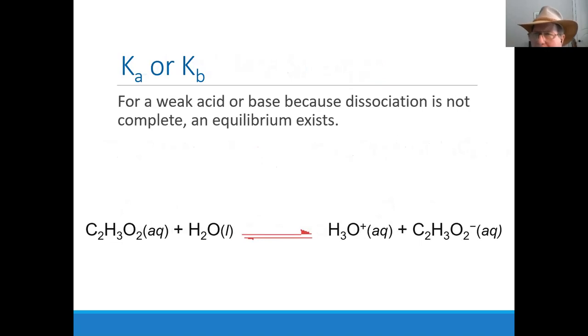So because a weak acid or base is not complete, we have an equilibrium that gets established. And if we have an equilibrium that's established, we can create a constant. Because it's a special case of either creating an acid or a base, we call that constant Ka or Kb.